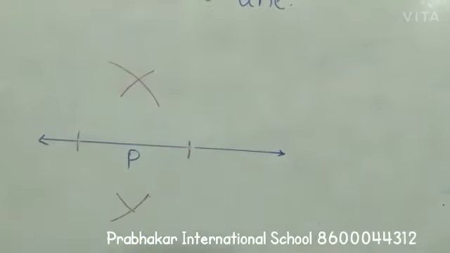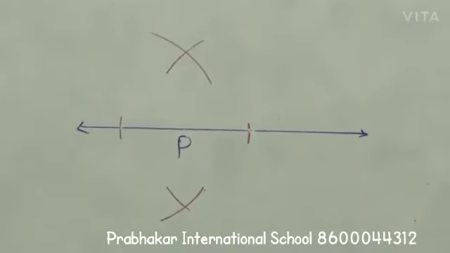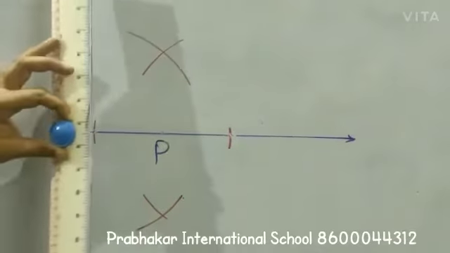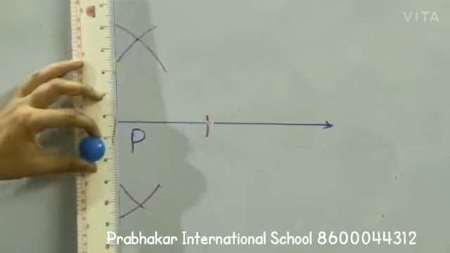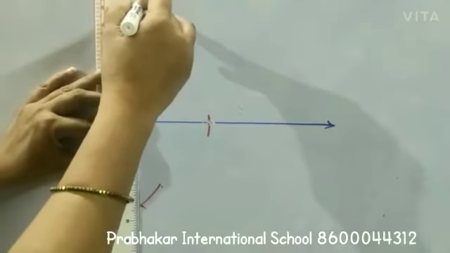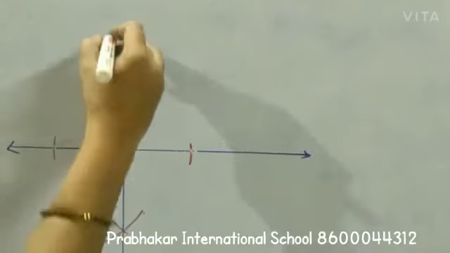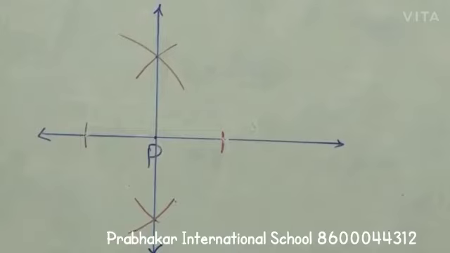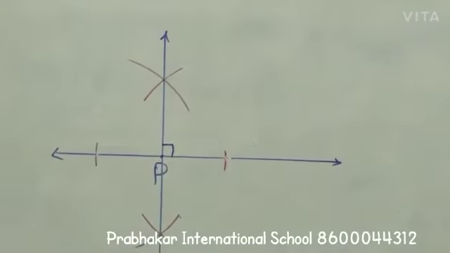Now what you have to do? With the scale you will join these 2 points, this point and this point. See, I will join it. So you can see what is happening here. It is passing through exactly from the point P. So this is what perpendicular, from where we have drawn the perpendicular when a point is on the line. So it is second type of perpendicular.